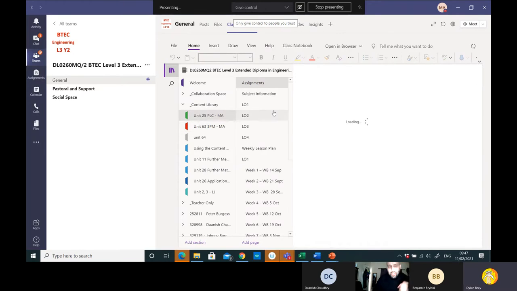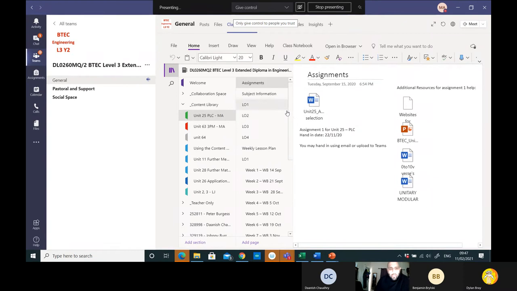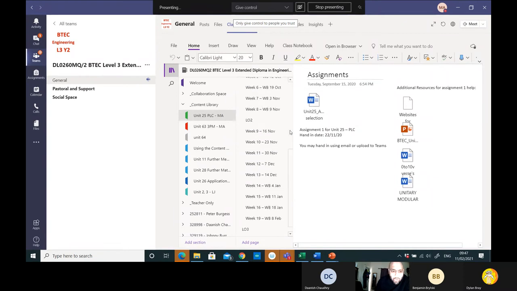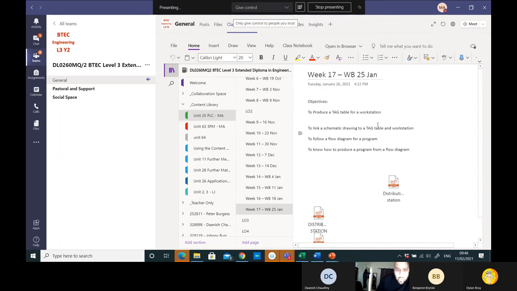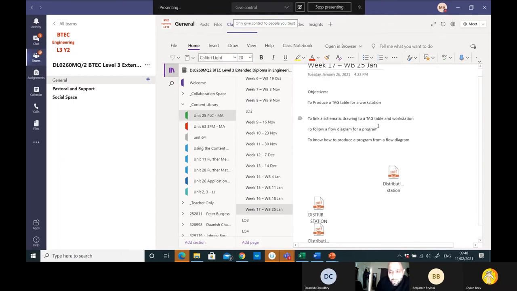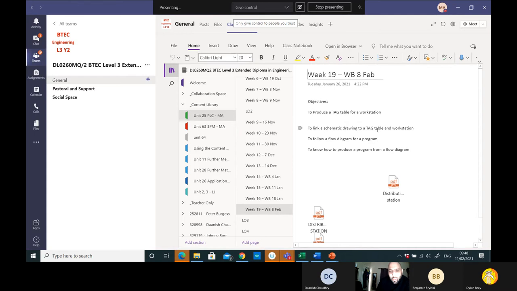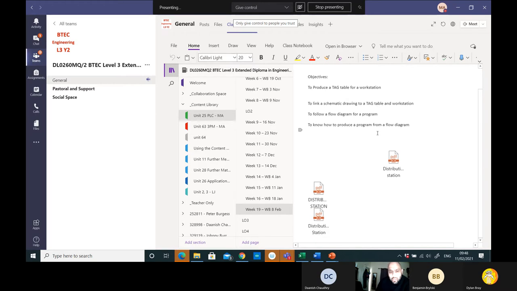Now, unit 25, we missed a couple of lessons of unit 25 actually, and that's the PLC lesson. We need to get back on track with the PLC lessons, because they're a bit difficult if you don't physically have a PLC in front of you to be able to do any work. So what I've done here is I've put some stuff from week 19, which is this week beginning the 8th of February, just for us to go through.